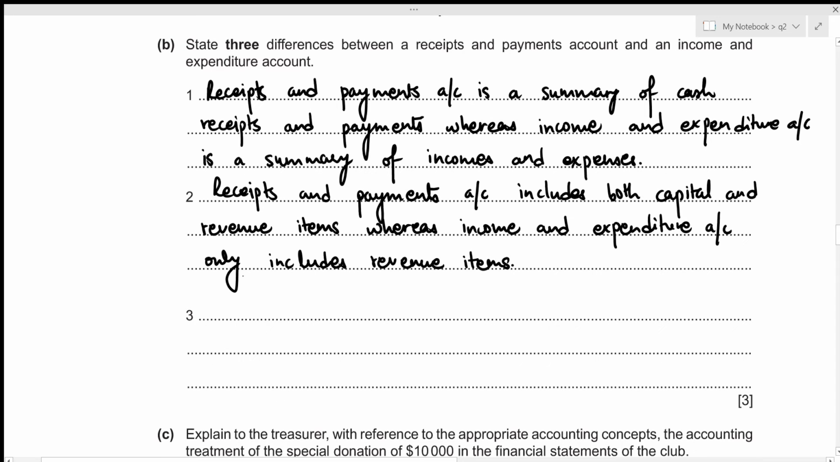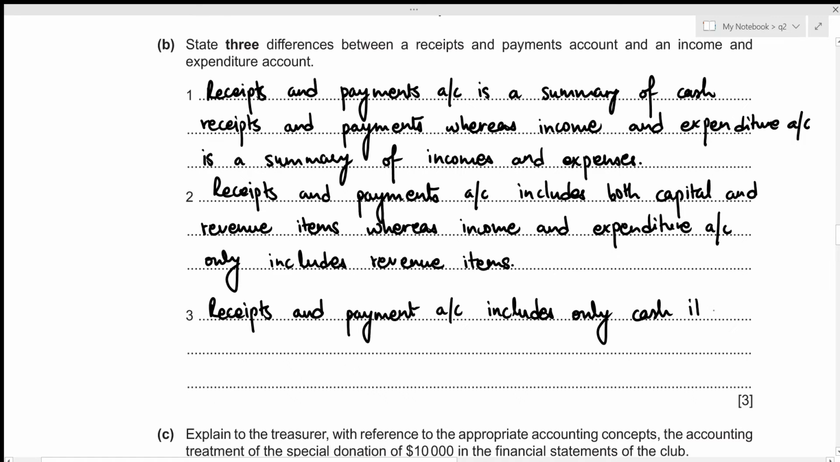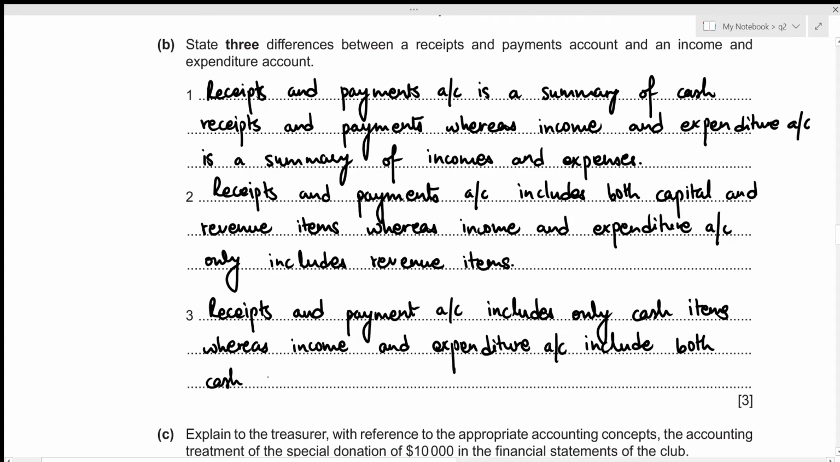Let's write it down. Receipts and payment account includes only cash items, whereas income and expenditure account includes both cash and non-cash items. Alright, this concludes the second part of this question. We can now move towards the third one.